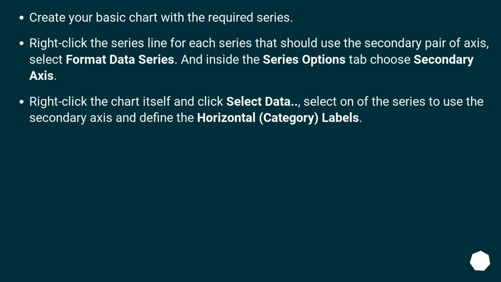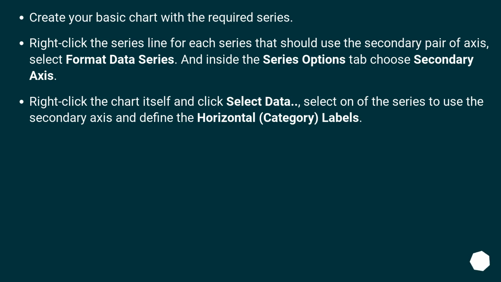Create your basic chart with the required series. Right-click the series line for each series that should use the secondary pair of axes. Select Format Data Series. And inside the Series Options tab choose Secondary Axis.